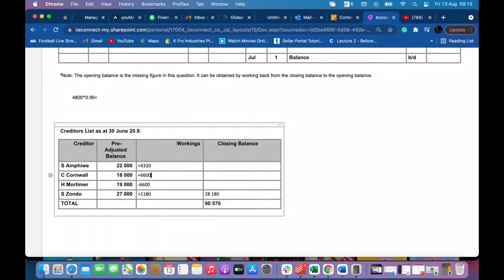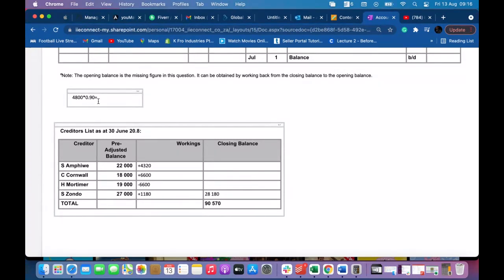Let's see now. Number 4. An original credit note received from S. Zondo for, okay, so original credit note, that means we return goods to S. Zondo, for 870, was by mistake entered into the creditor's allowance journal as 780. Okay, by mistake entered into the creditor's allowance journal.